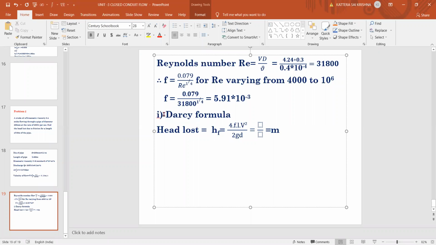So now use the Darcy equation for finding the head loss due to friction. So hf equal to 4fLV square by 2gD. So substitute all the values here. So 4 into f is this one.